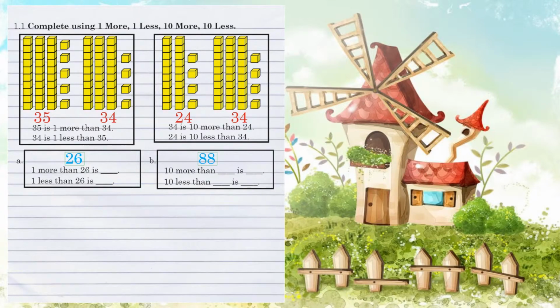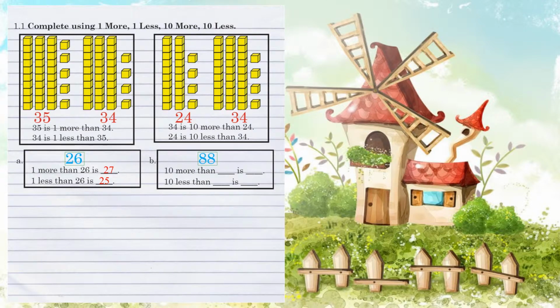Let's look at example A. We have 1 more than 26 is. If we go 1 higher than 26, then we are going to have 27. But 1 less than 26 means we're going the other direction. So 1 less than 26 would be 25.